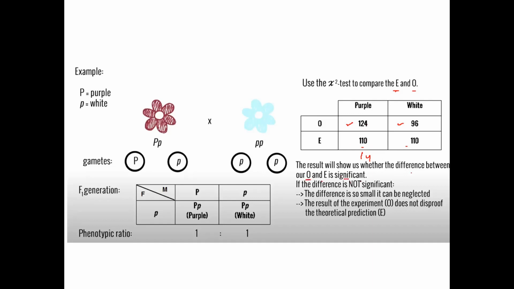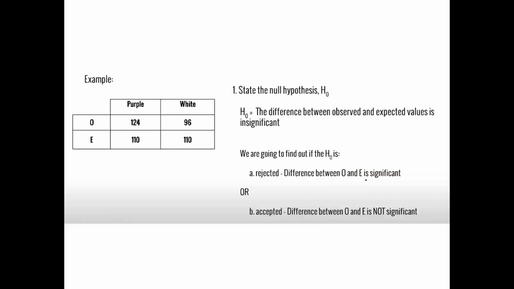Now if your difference is not significant, ठीक है, so अब उसके क्या reasons हो सकते हैं कि maybe the difference is so small that it can be neglected, ठीक है, or it means the result of the experiment does not disprove the theoretical prediction. तो अगर हमारी difference is not significant, so it means we are not disproving the theoretical prediction because this is what we predicted. ठीक है? Okay, so this is how we do it. So we have the same box now, and we know this is our observed results and these are expected results.